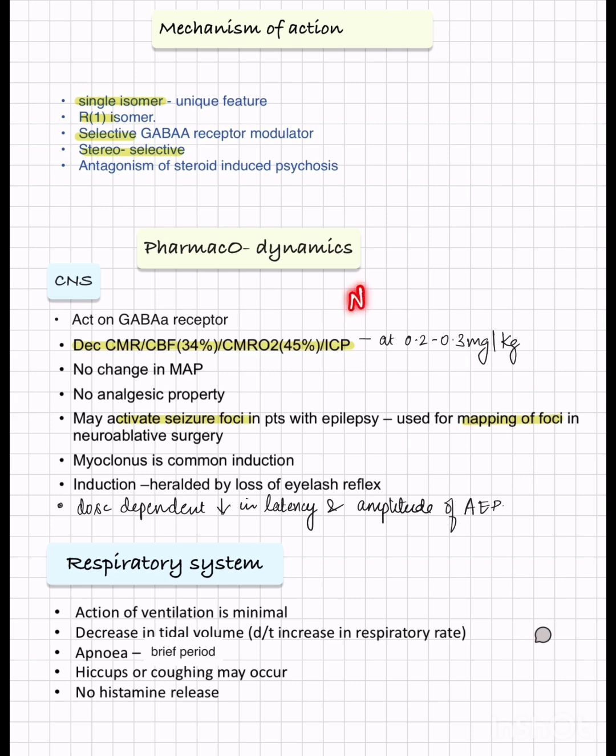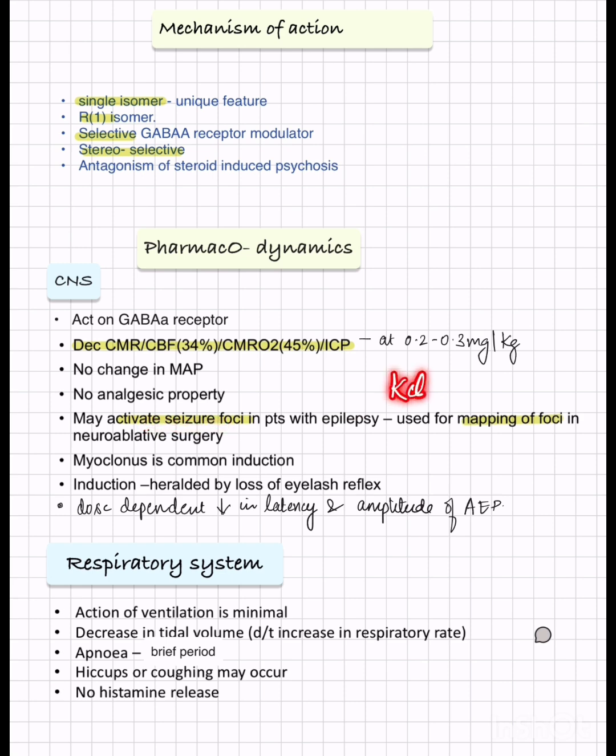Name one IV agent which increases the cerebral blood flow. Yes, ketamine increases the cerebral blood flow. There is no change in the mean arterial pressure. It does not have any analgesic property, so you always need an analgesic agent during induction with etomidate. It may activate seizure foci. So you can remember E for etomidate and E for epilepsy. They basically activate the seizure foci.